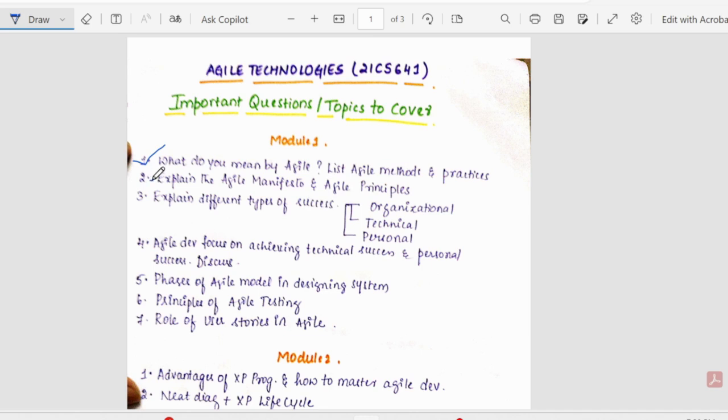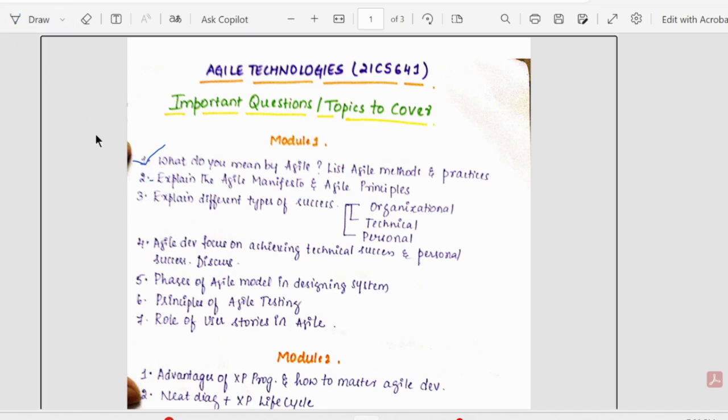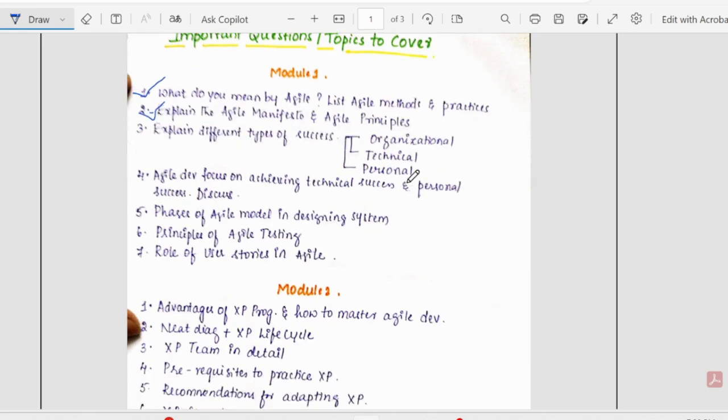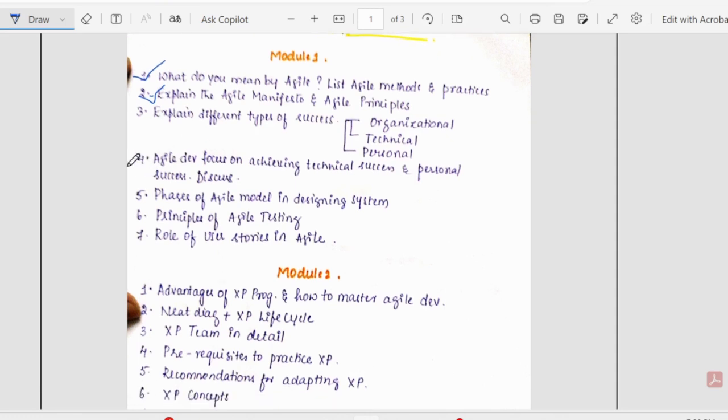Then we have this question, which is pretty important: the Agile Manifesto and the Agile practices. This has been asked in internals, and from the first module perspective also, I would say that this topic is pretty important. Moving further, next we have different types of success. It could be organizational success, technical success, or personal success. And along with that, Agile development focuses on achieving technical success and personal success. Discuss it. So this is again an important question.